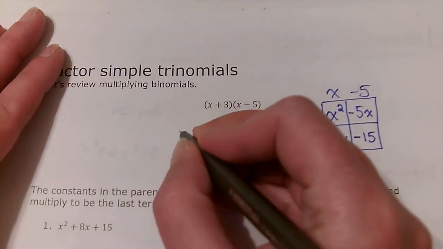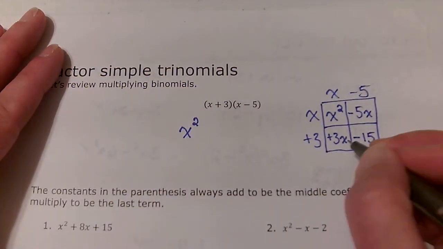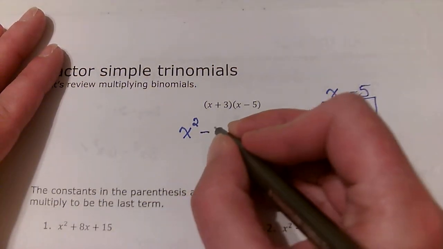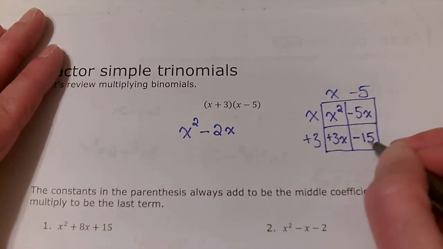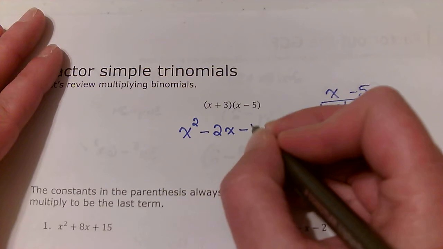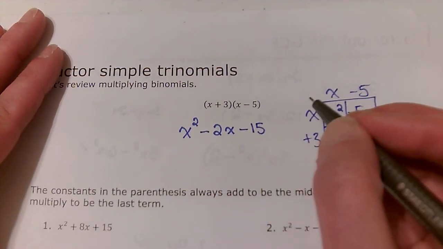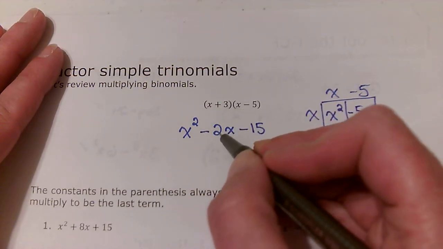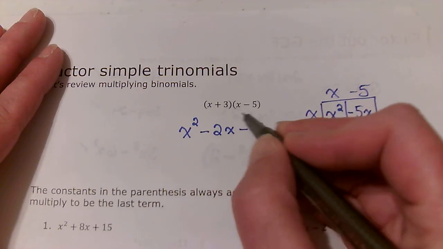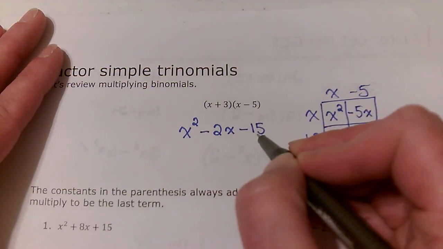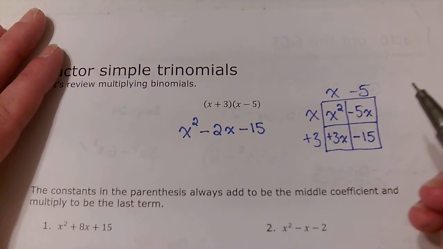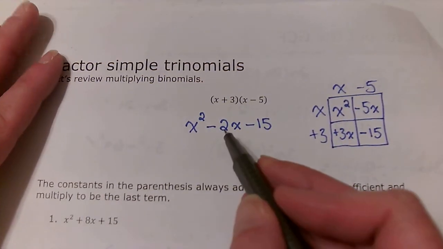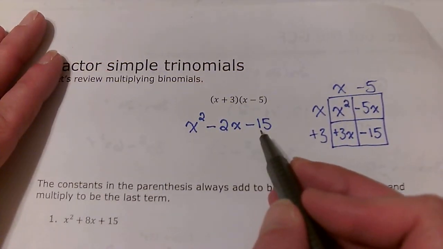So when we add our like terms, we've got 3x and negative 5x. So they add to be negative 2x. And then this was a negative 15. So 3 plus negative 5 is negative 2. And 3 times negative 5 is negative 15. So those numbers in the parentheses always add to be this and multiply to be the last term.